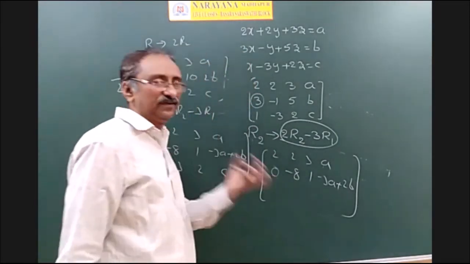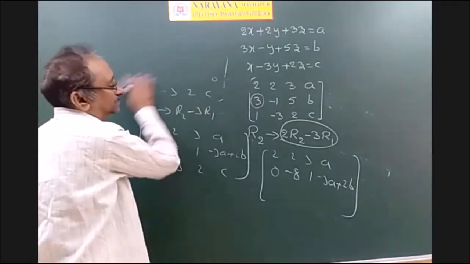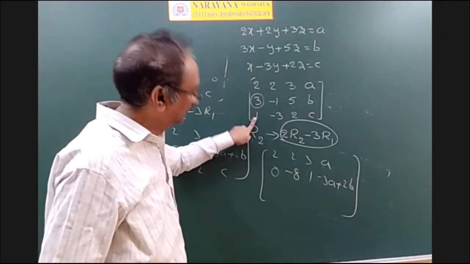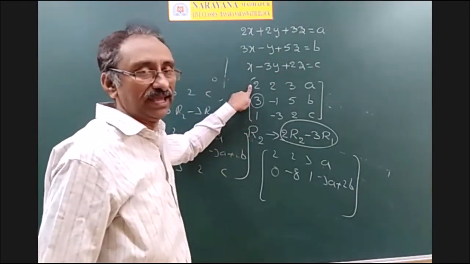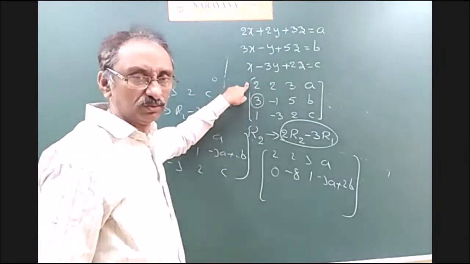So you can simplify the calculations like that, 2R2 minus 3R1. And similarly for this, R3 implies 2R3 minus R1. 2R3 minus R1. That is 2 minus 2 becomes 0. Okay.